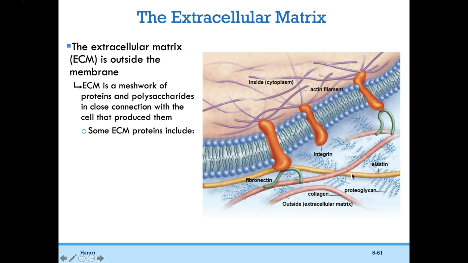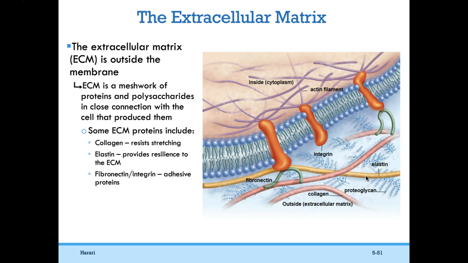Some of the proteins found in the extracellular matrix include collagen. Collagen is a very important protein that maintains structure and shape in all of our tissues, especially muscle and our skin. So collagen resists stretching. Here's a collagen fibril over here. Also, elastin is another type of extracellular matrix protein that helps provide resilience and more strength.